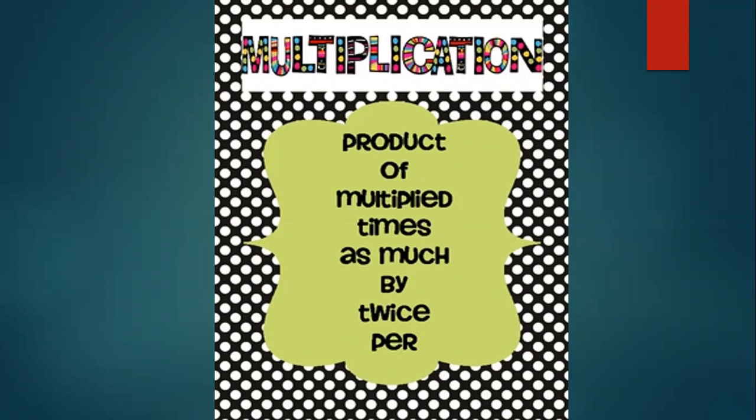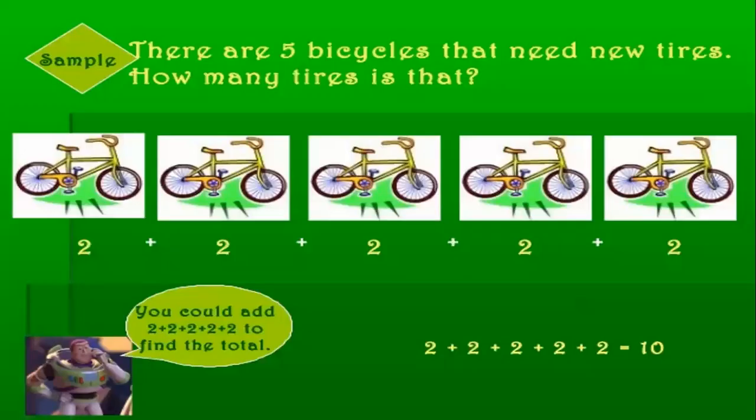And as much, then there comes the word by, then twice. If something is increasing or adding, it means you can multiply at that place. Then there comes the last word, per. Fine.